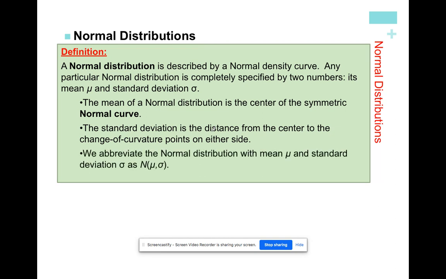And as I had mentioned on the last slide, we have that abbreviation here, and you should recognize this notation. It's not something that you have to use, but if you're provided with a capital N with two numbers, you need to know which is the mean and which is the standard deviation.